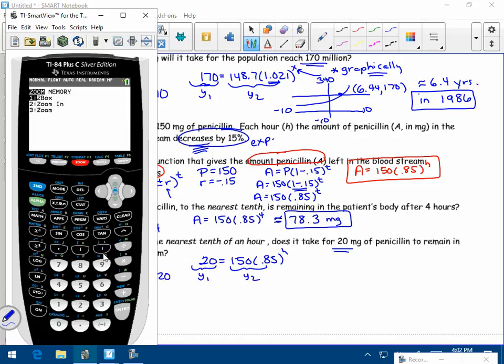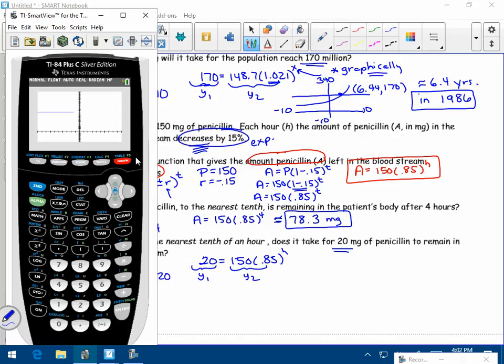Always reset your window. Go back to Zoom standard again, because we don't know. We might have to go to 340 this time. But I do see nothing. And that's because I'm looking for where it hits the line y equals 20. So what should I adjust in my window? Remember, that's my hint, this 20. That's a y value I want to see. So let's make y max equal to 40. So then I'll definitely have a good picture of y equals 20.